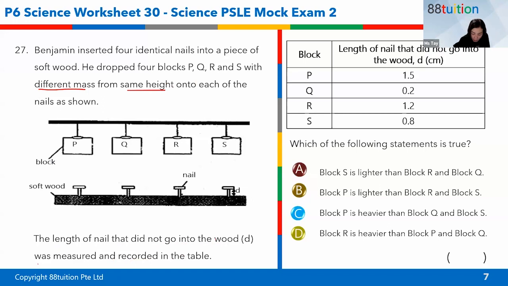The length that did not go into the wood means after the block has dropped, what is left of the nail is being measured, right? So for P, you're left with 1.5 cm, so you can see 1.5 cm of the nail. Then Q, 0.2, then 1.2 and 0.8. So which of the following statements is true? Any question over here? I think it's pretty straightforward, right?